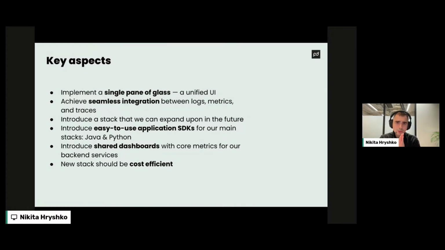On the application level, we aimed to provide easy-to-use application SDKs for our two main stacks, Java and Python. And we also aimed to provide shared dashboards with generic core metrics inside, like resource utilization, memory consumption, container restarts, request processing, everything you may think about. And of course, our new stack should be cost efficient.